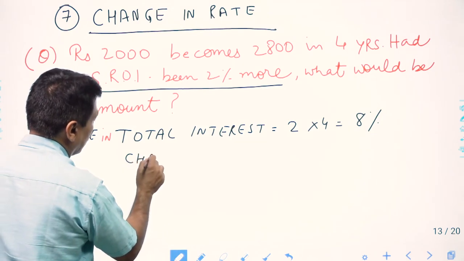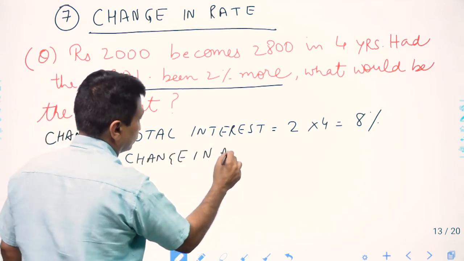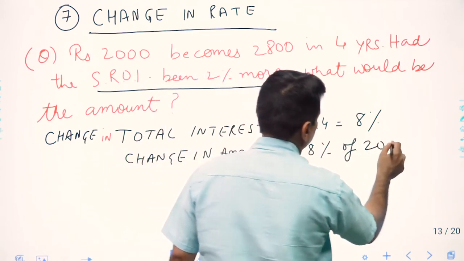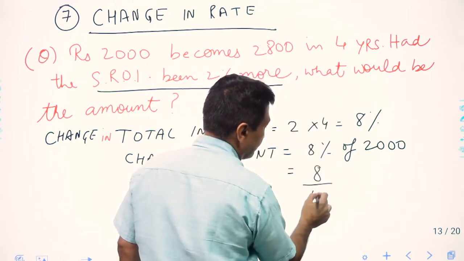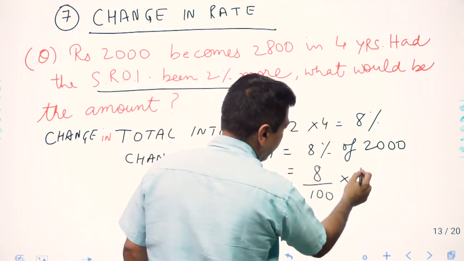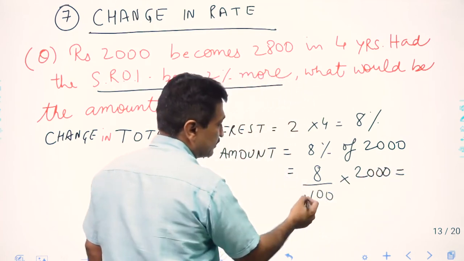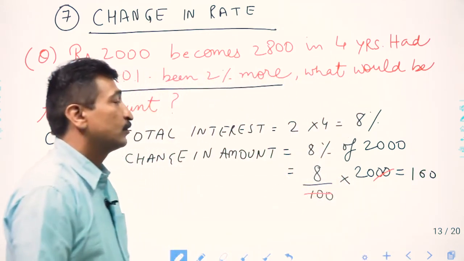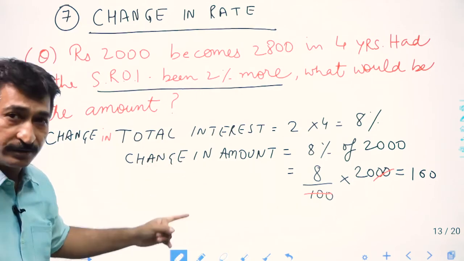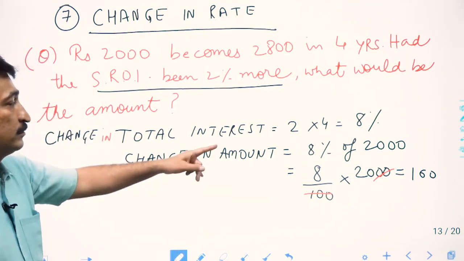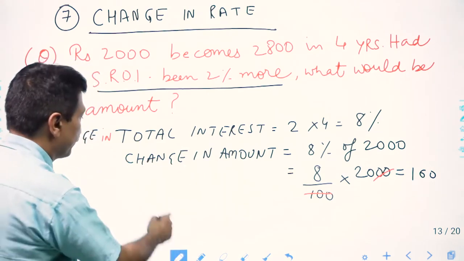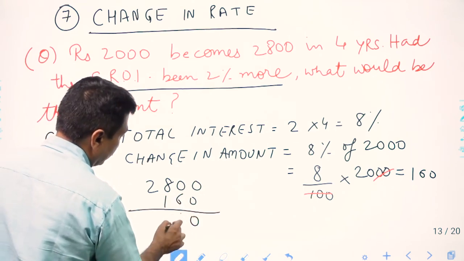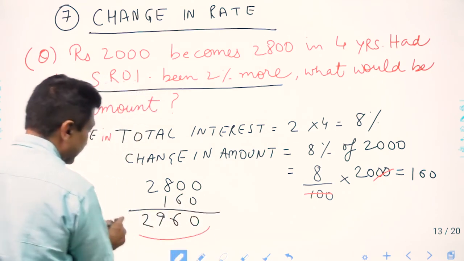So change in amount will be 8% of 2000. Percent means 8 upon 100, of means multiply into 2000, 0 and 0 cancel out, 8 times 2 is 16, 160 rupees. So 160 rupees more will the person get. So the amount will be increased by 160. Previous amount was 2800, so the new amount will be 160 more. That means 2960.